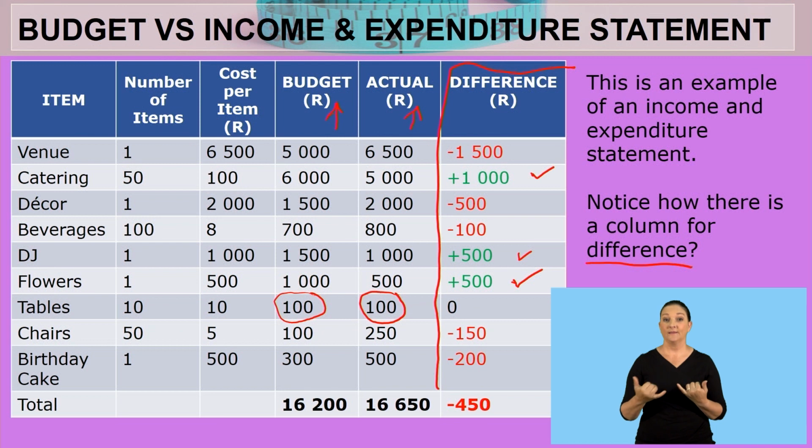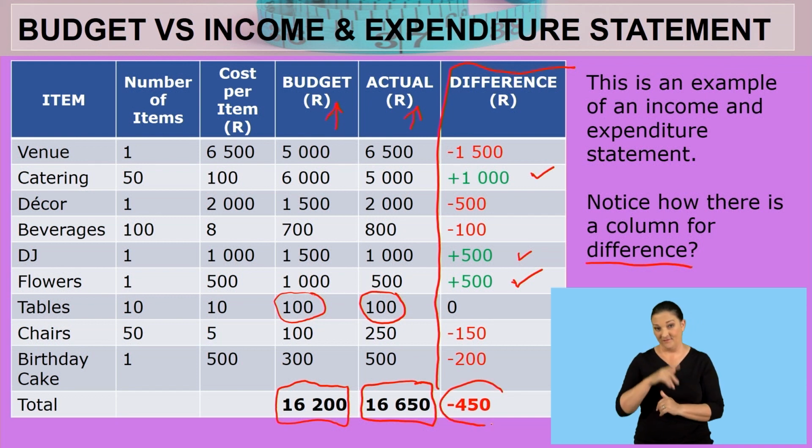Last thing we do now, we total the budget column, 16,200 Rand. We total the actual column, 16,650 Rand. And if we subtract the two, we get a deficit of negative 450 Rand. And this tells us that we actually budgeted less than we should have.